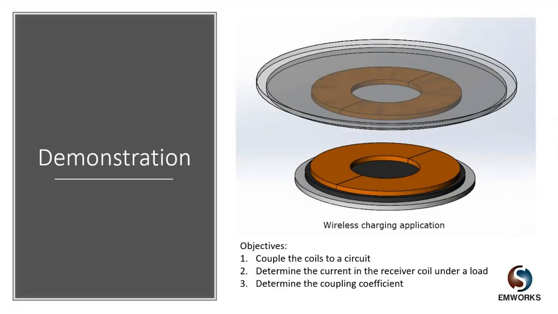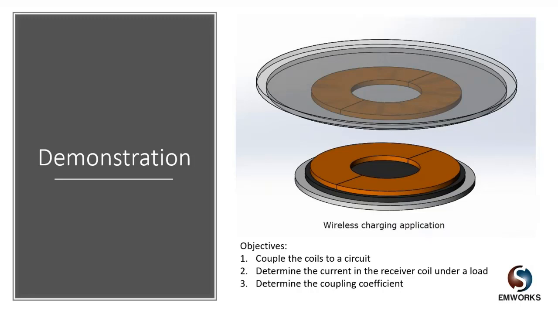Now, let me briefly take you through the demonstration example that we will be seeing shortly. As you can see in the image shown, we have two coils that form a wireless charging system. The objective of this particular demonstration is to illustrate how one can couple electromagnetic simulation in EMS to a circuit. Next, we will use the simulation and the circuit to determine the various circuit parameters in this particular study. For example, we will calculate the flux linkage, the inductance, the resistances, etc.